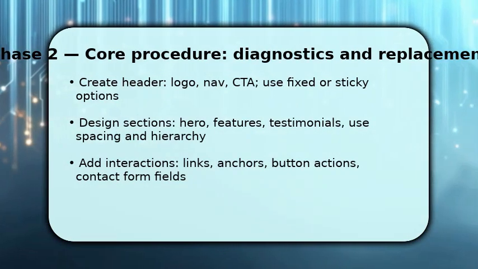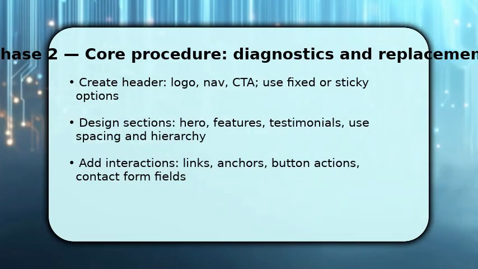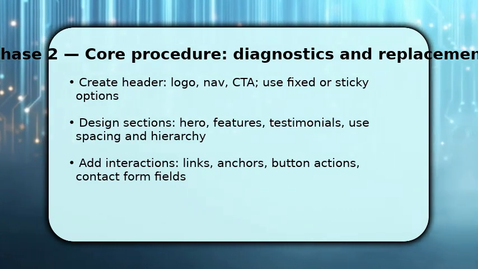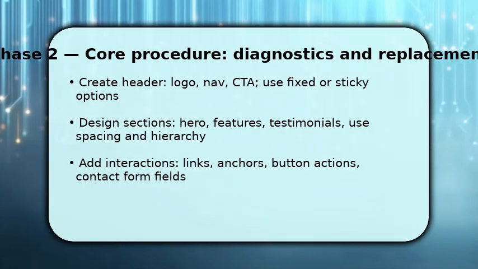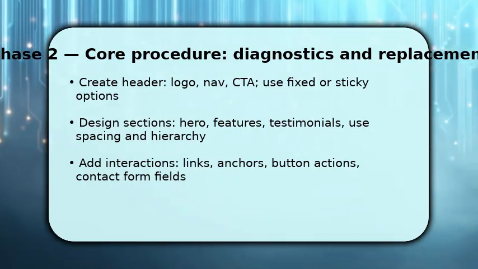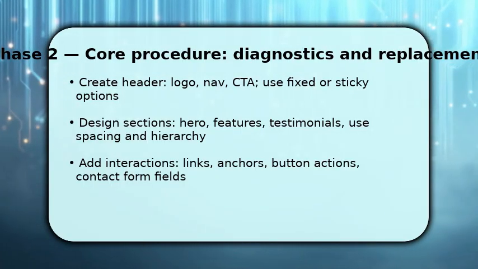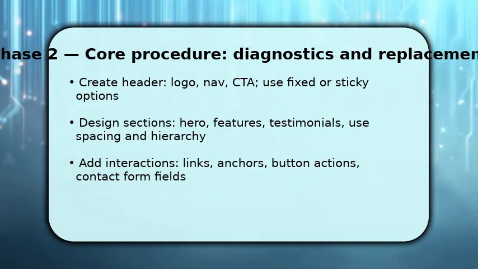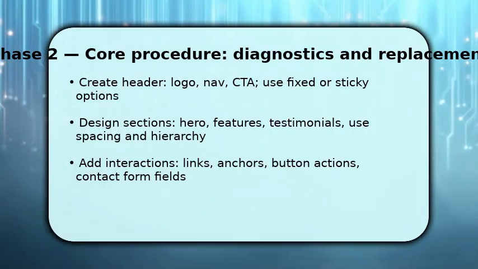Now you assemble the core pages. Design a clear header with logo, navigation, and a prominent CTA. Choose fixed or sticky so users access it easily. Then build a hero with a headline and supporting subhead, followed by feature blocks and testimonials. Use consistent spacing and typographic hierarchy to guide the eye.